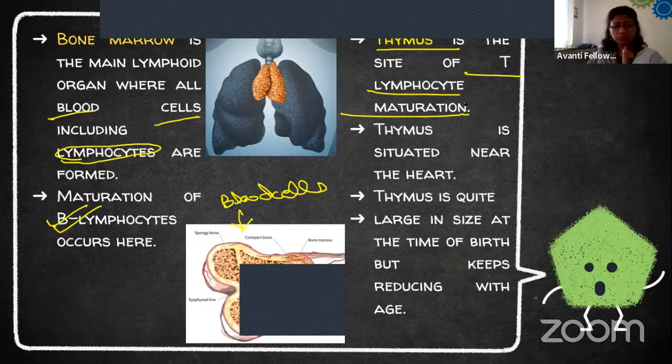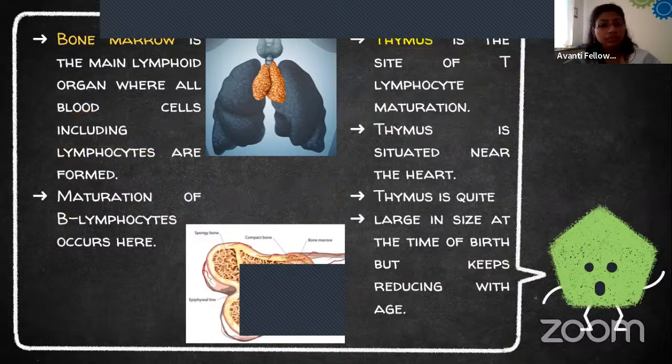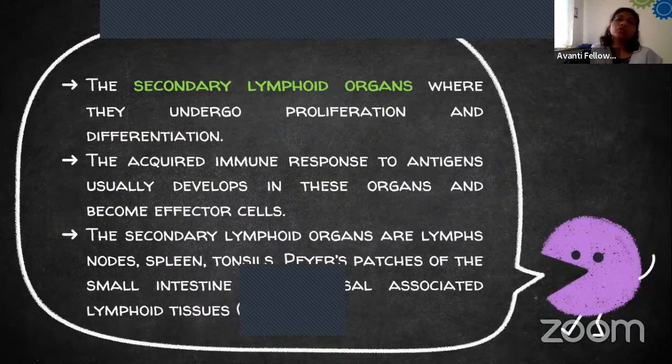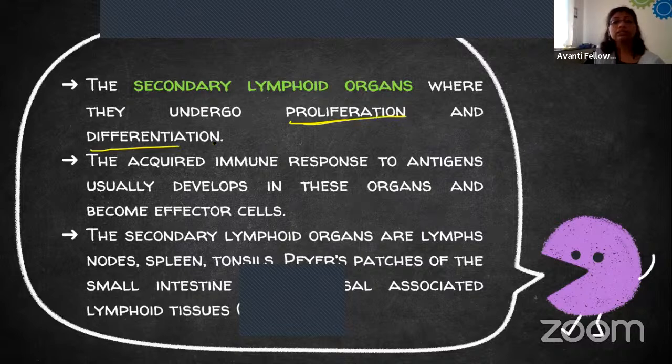So we have two primary lymphoid organs, bone marrow and thymus. Bone marrow is responsible for the maturation of B lymphocytes and thymus is responsible for the maturation of T lymphocytes. Now move to our secondary lymphoid organs. Now we have already produced the lymphocytes and they have already matured. Now we want them to proliferate and differentiate according to their function. We want to assign a particular function, right? So for that, we have the secondary lymphoid organs, which are responsible for proliferation and differentiation.